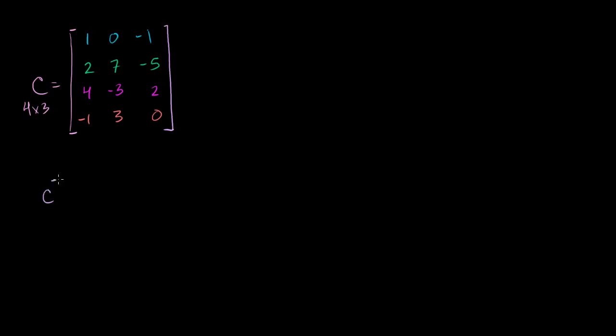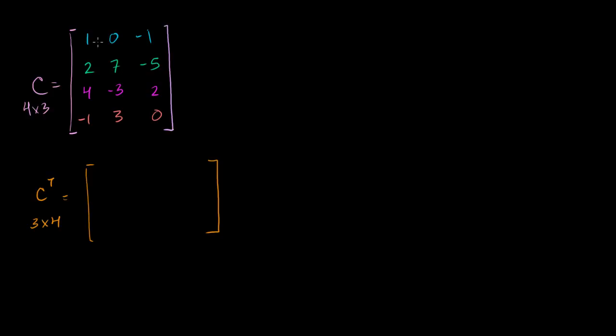So C transpose, let me do that in a different color. C transpose is now going to be a 3 by 4 matrix. And essentially, it's going to be the matrix C with all the rows swapped for the columns, or all the columns swapped for the rows. So it's now going to be a 3 by 4 matrix.